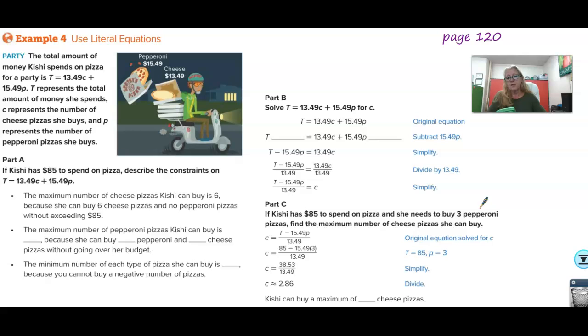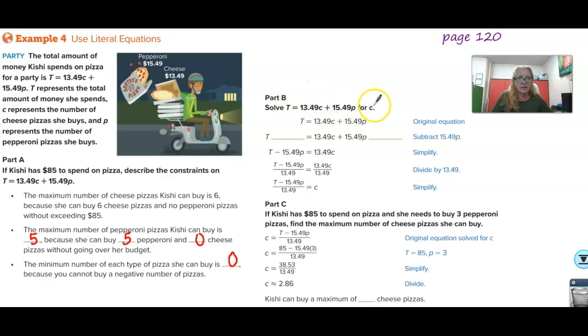It's way cheaper. All right, the most pepperoni pizzas she can buy is 5, because I'm getting 5.48, and she can't buy a part of a pizza. You have to buy a whole pizza. So the most she can buy is 5, because she can buy 5 pepperoni and 0 cheese pizzas without going over her budget. So the minimum number of each type of pizza she can buy is 0, because you can't buy negative pizza. Right? So part B, solve T equals 13.49C plus 15.49P for C.